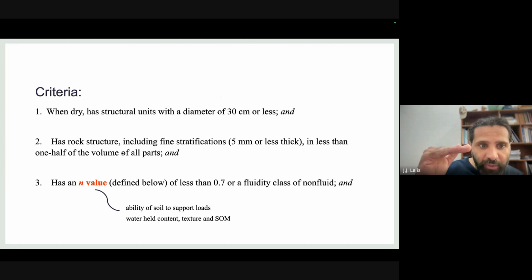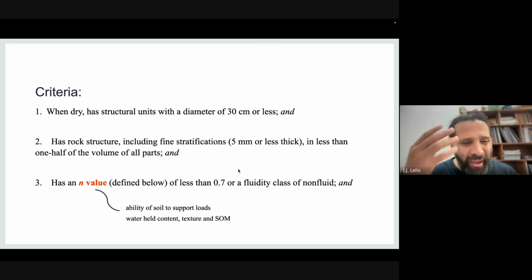So A1, I need to register less than 1/2, A2, less than 1/2, A3, less than 1/2 of rock structure. If I have more than 1/2, no, I need to exclude. I'm not talking about an anthropic horizon, okay? An anthropic epipedon, an anthropic diagnostic horizon, okay? Also, the anthropic epipedon should register an N value that has less than 0.5 or a fluid class of non-fluid.